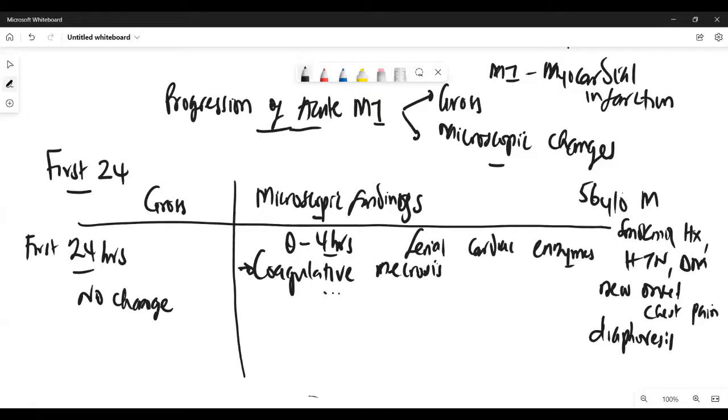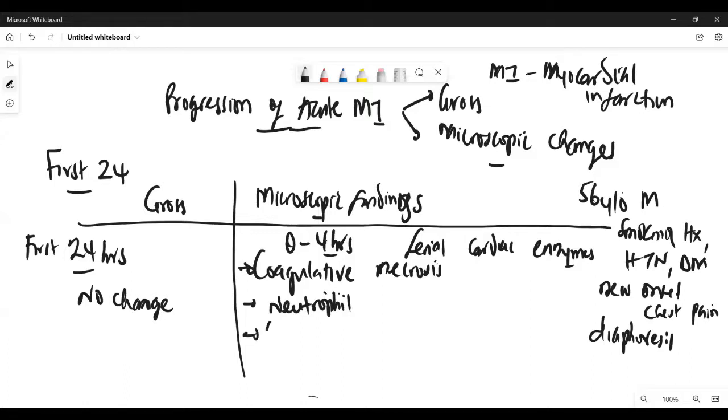So after 4 hours, we expect to start seeing some form of necrosis. And apart from that, after 12 hours, we start to see neutrophils start moving in, like we mentioned yesterday. After coagulative necrosis, neutrophils need to move in because the protease enzymes that are supposed to break down the dead tissue are inactivated, they can't break it down. So we have to look for other ways of breaking it down, so neutrophils start to move in.